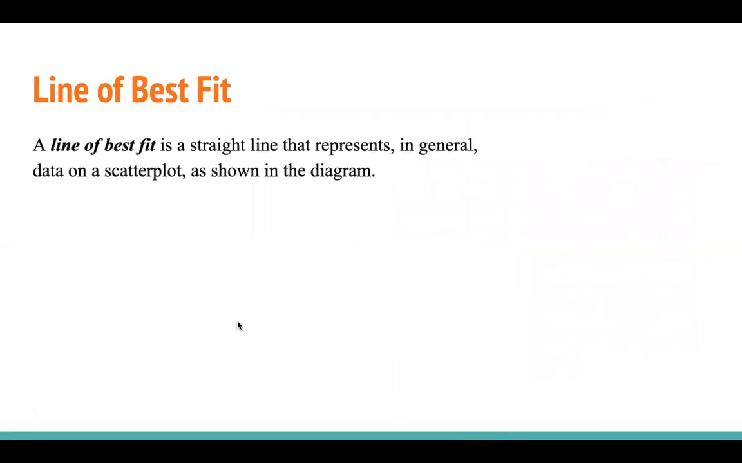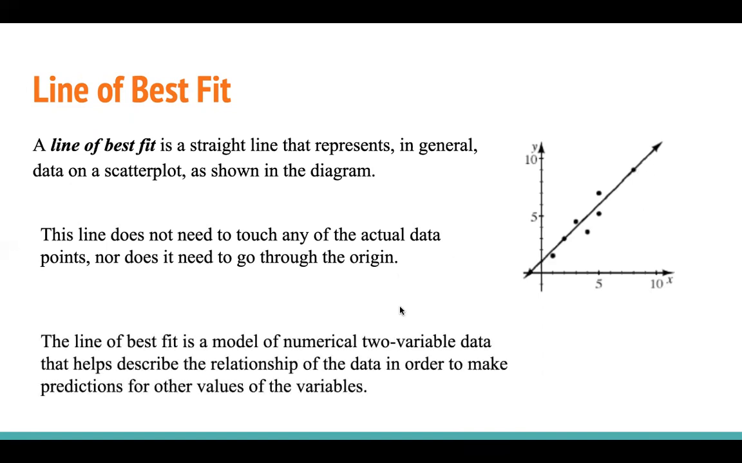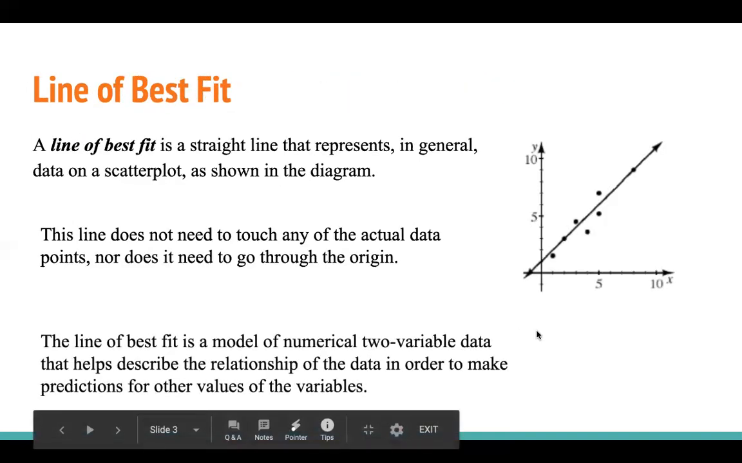When we have a scatter plot, it's often useful to have a line of best fit. A line of best fit is a straight line that represents, in general, data on a scatter plot, like shown here. Notice I have some dots, and then I put a line through it. The line doesn't need to touch any of the actual data points. In this case, it does touch two of them, and it doesn't need to go through the origin. The line of best fit is a model of numerical two-variable data that helps describe the relationship of the data so that we can make predictions for other values.